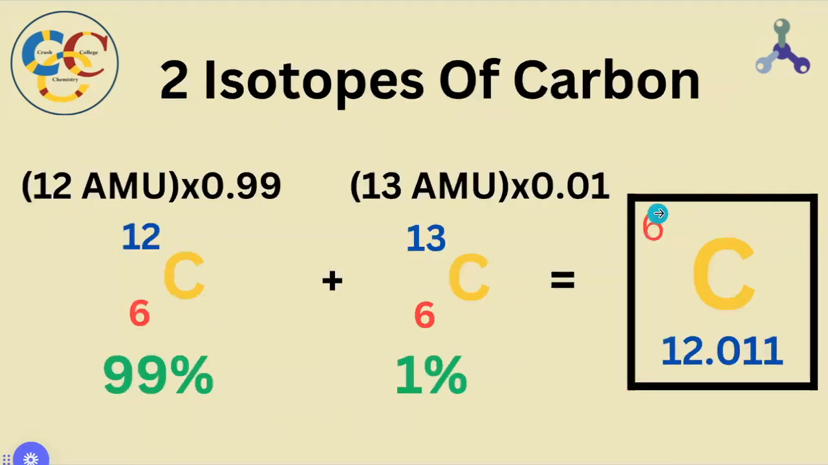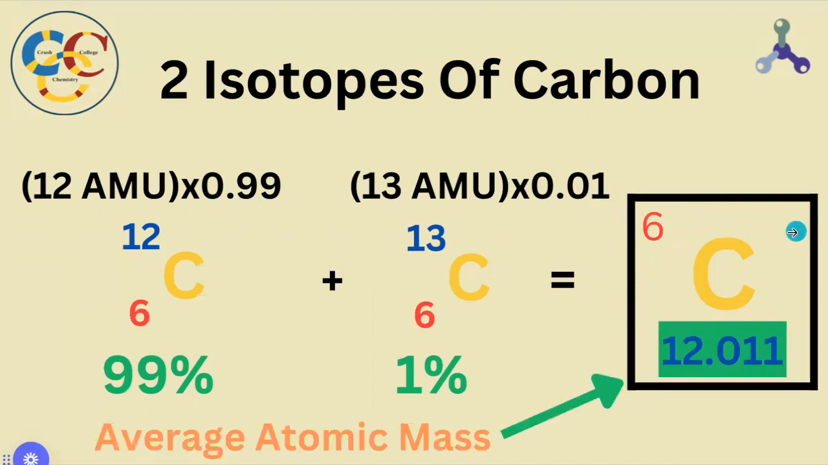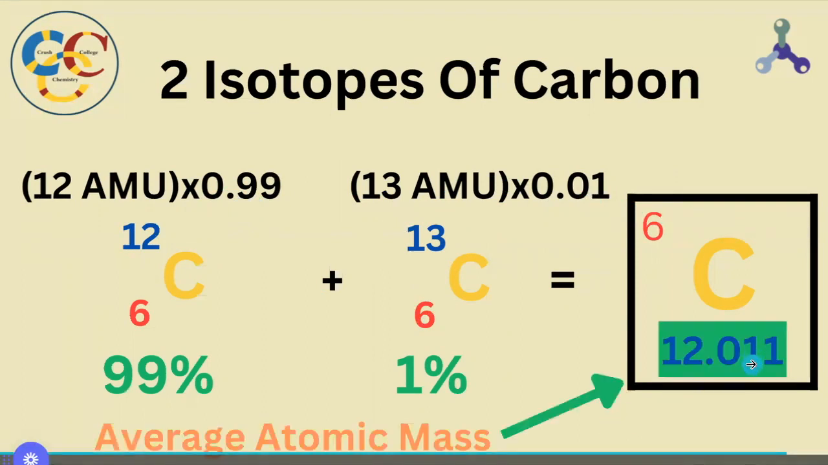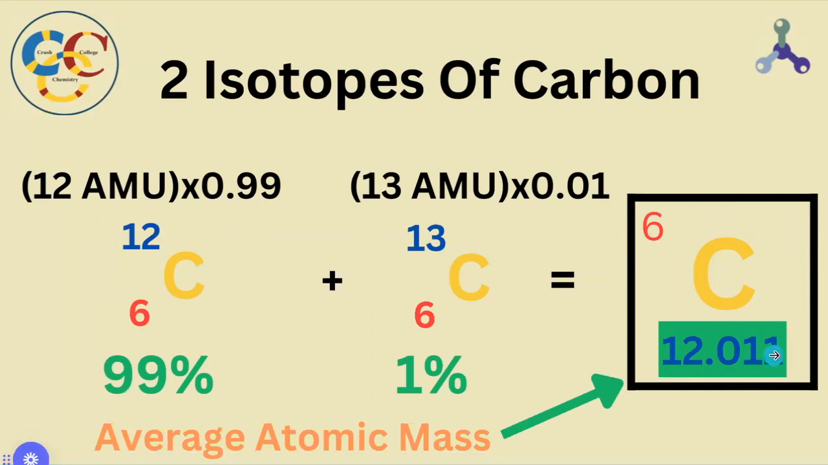In other words, it's seen as a composite average of all existing isotopes of carbon scaled to their relative abundances. So if we know that we have a 12 AMU isotope and a 13 AMU isotope, the average is not 12 plus 13 divided by 2, it's that, but it's scaled to their relative abundances, 0.99 and 0.01 respectively. You add it up, and what we're left with is a composite average of all existing isotopes, known as an average atomic mass.